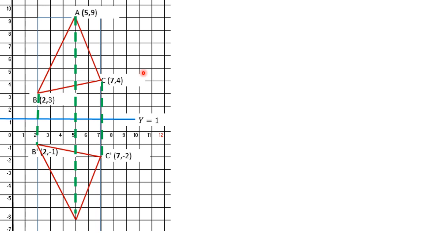Now please consider the following lines: A A prime, B B prime, and C C prime. That is the green broken lines over there. And I want us to make some inferences out of that. Number one, the lines A A prime, B B prime, and C C prime are all parallel, and I hope you can see that. That means whenever you have reflected an object to get an image, lines from a point on the object to the corresponding point on the image will always, all of them, be parallel.